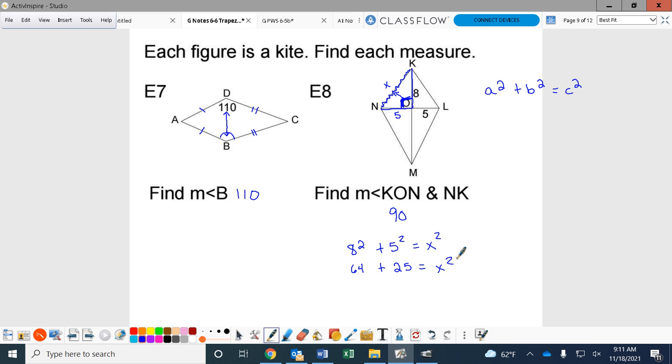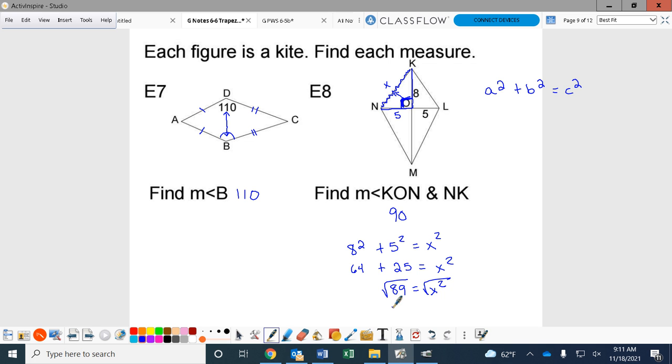What's 64 plus 25, guys? 89. Oh, you're going to have to round this one. Guys, how do we get rid of a square? Square root. Okay, guys, we're going to tell you that you're going to need to round to the nearest 10th. Round your square roots to the nearest 10th. What's that give you on the calculator when you round to the nearest 10th?